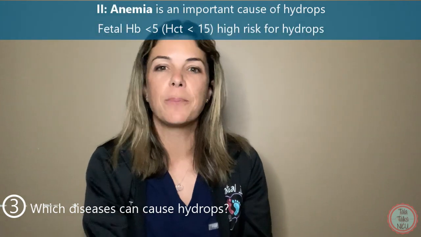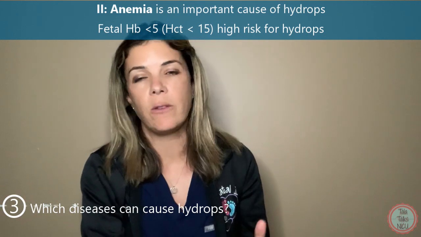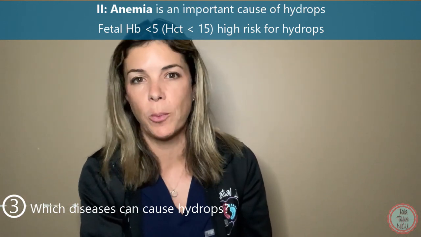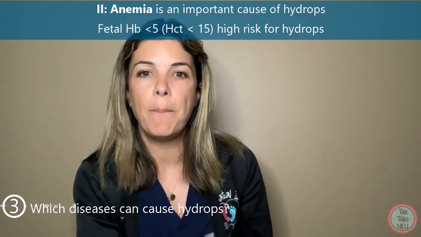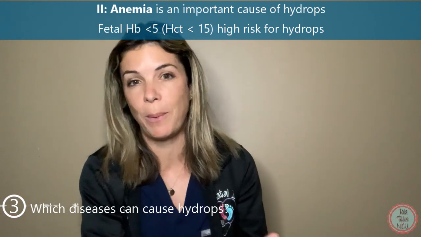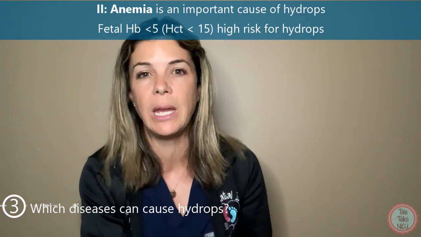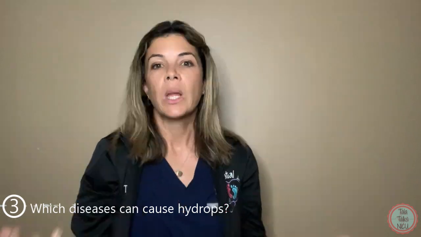The second massive cause of hydrops is anemia. And obviously, as you know, there are many, many different contributors of anemia in a fetus. Generally, if the baby's hemoglobin is less than about 5, so really low, which is basically a hematocrit of less than about 15 or 20, then the baby is at really high risk of developing hydrops. So how does anemia actually cause hydrops?